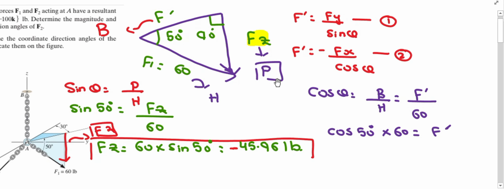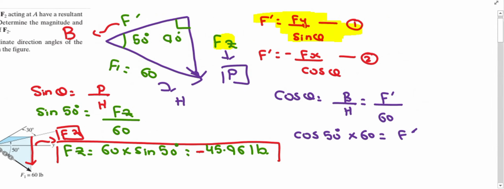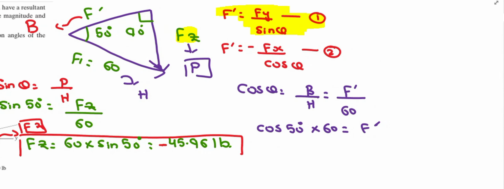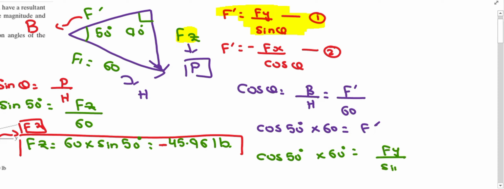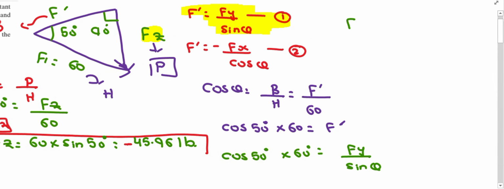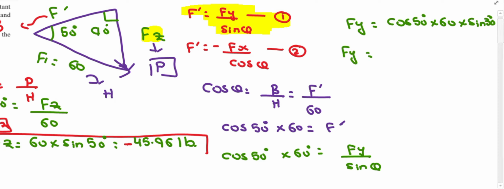So from equation number 1, putting the value of equation number 1 into this expression, you will get cos of 50 degrees into 60, which is equal to Fy upon sine of theta. And the value of theta in equation number 1 as well as equation number 2 is 30 degrees. So Fy is equal to cos of 50 degrees into 60 into sine of 30 degrees. So Fy is equal to 19.28 pounds. This is the value of Fy.